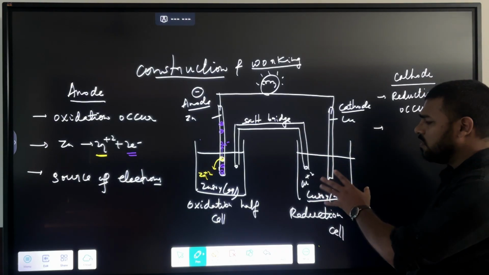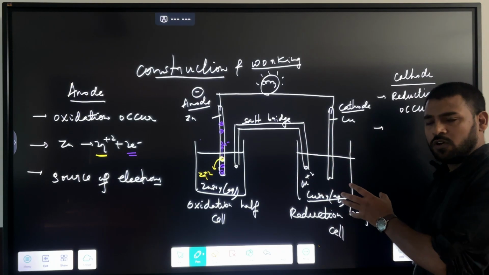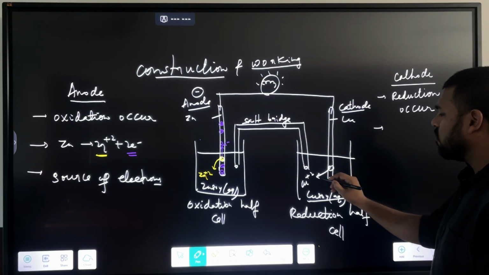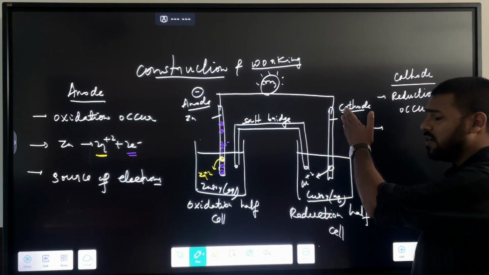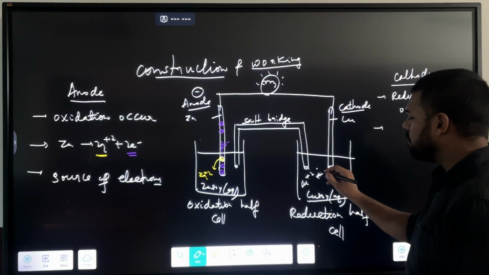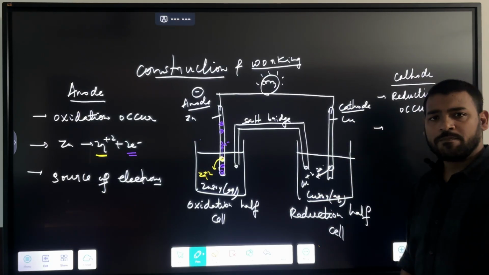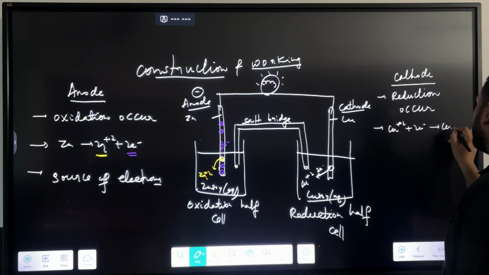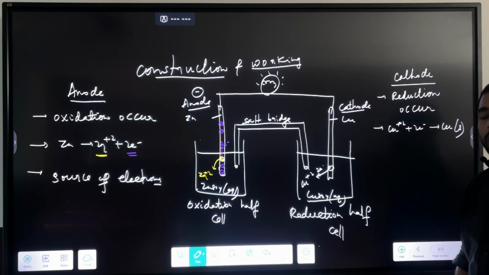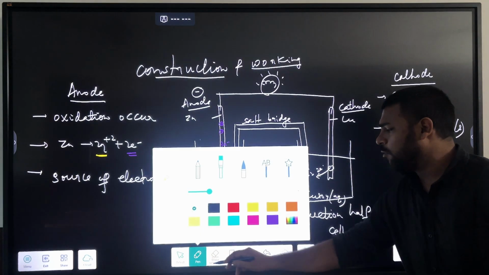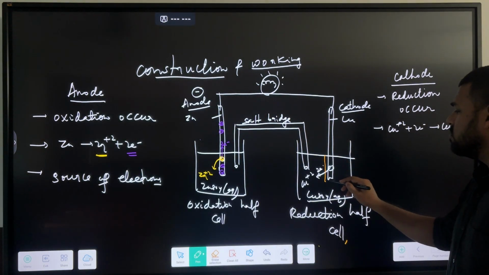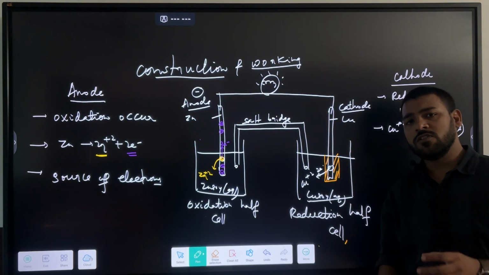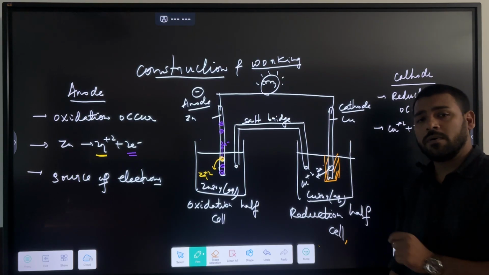copper plus 2 in the solution will extract electrons from the copper atoms present in the rod. This copper plus 2 will take out the electrons, and form solid copper. This solid copper will be depositing on the cathode.